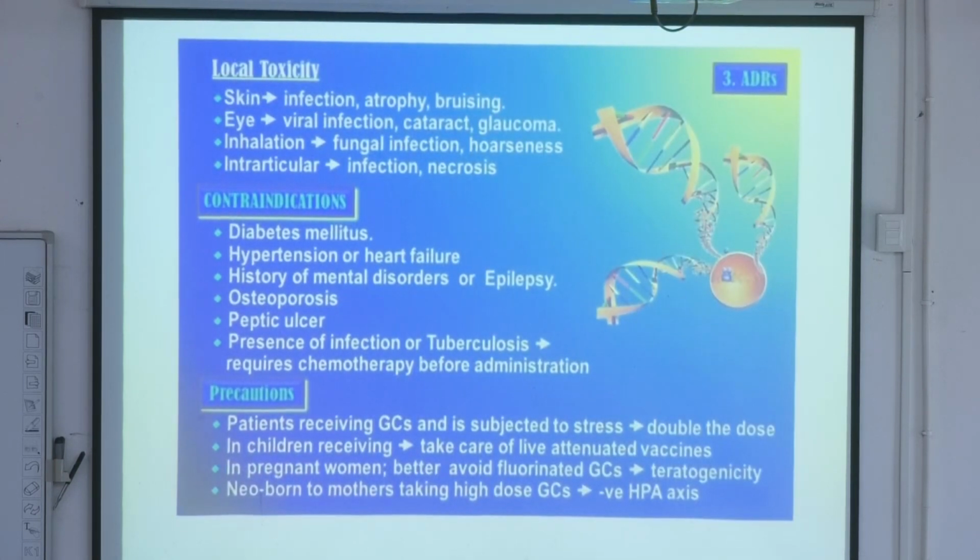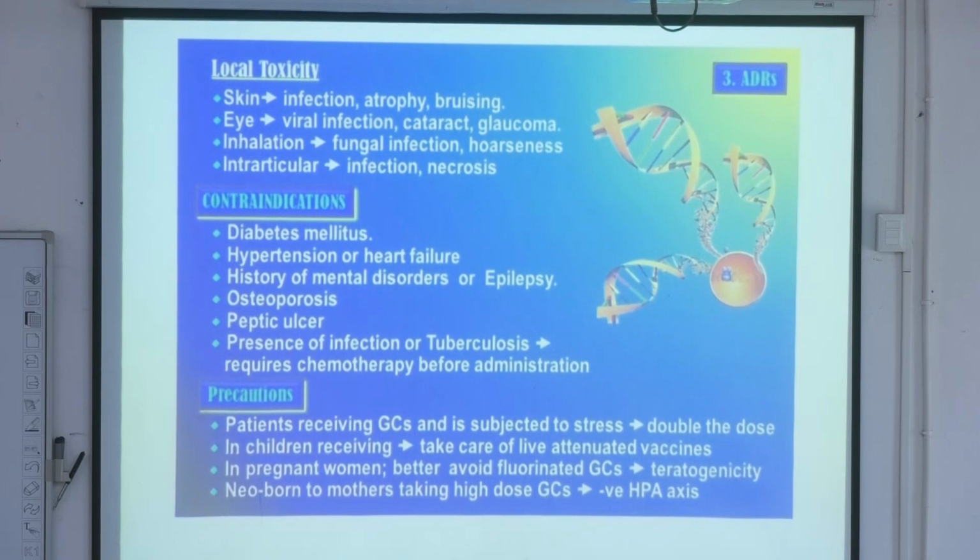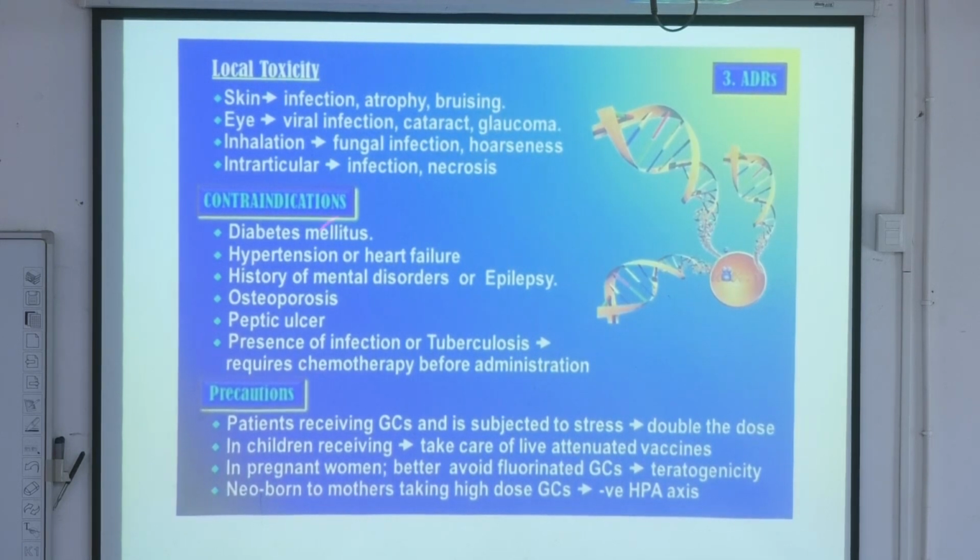Then some local effects can be there, and there are some important contraindications. These are all relative. Sometimes in spite of these contraindications, you have to continue to use steroid.